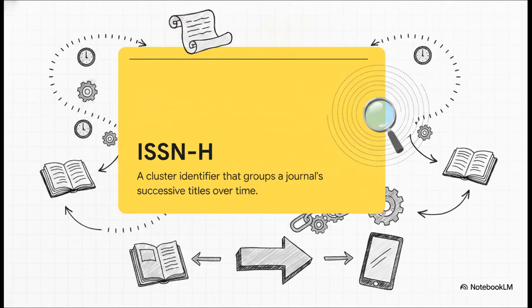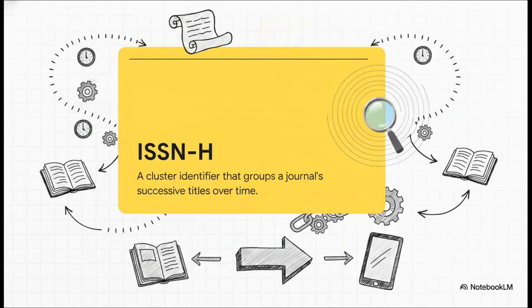The ISSN-H stands for History ISSN. This is the absolute newest type of identifier. It was just finalized in the 2022 standards. While the ISSN-L links across formats, the ISSN-H links the journal's successive titles across time when it gets renamed.